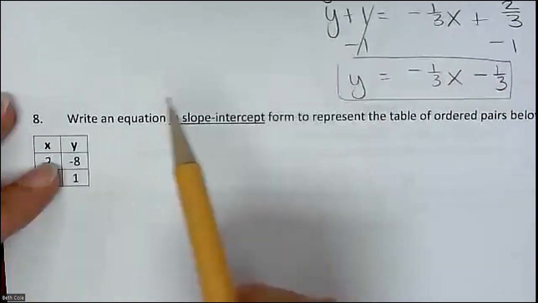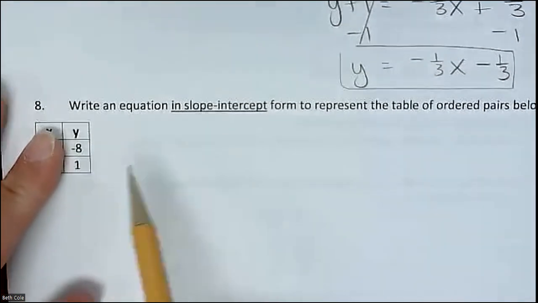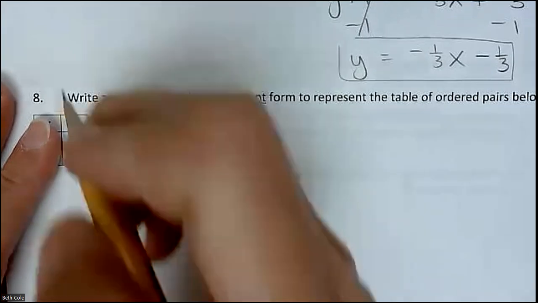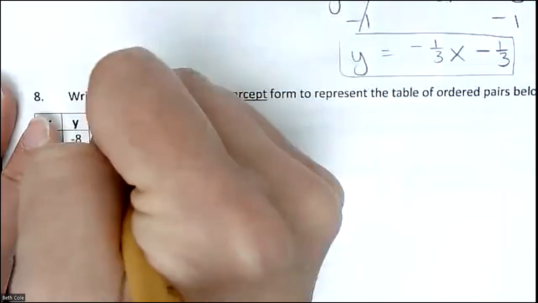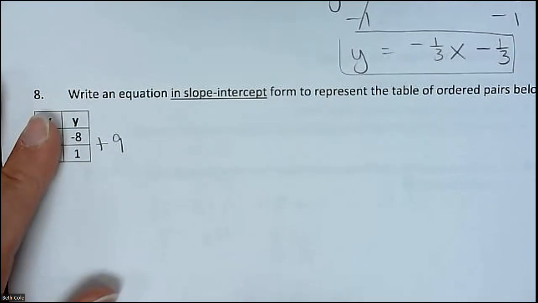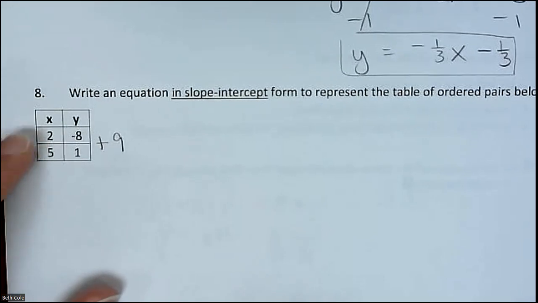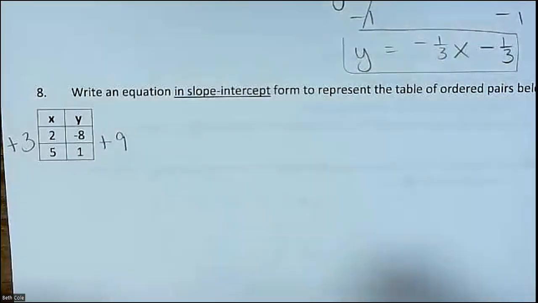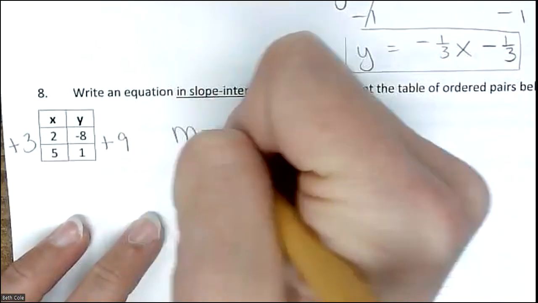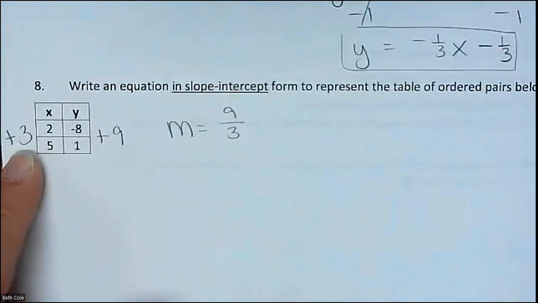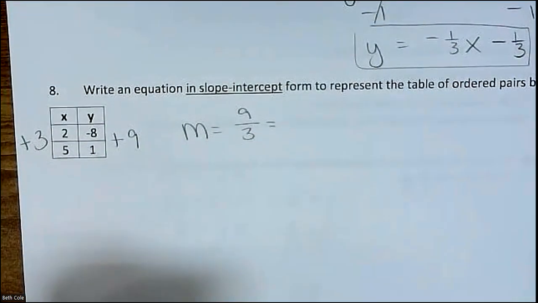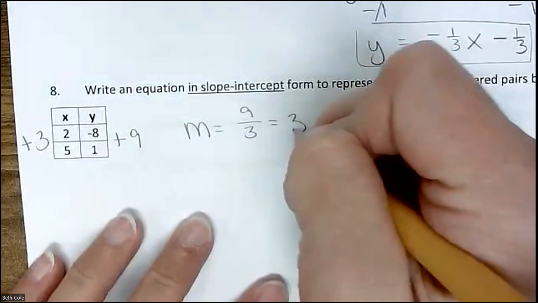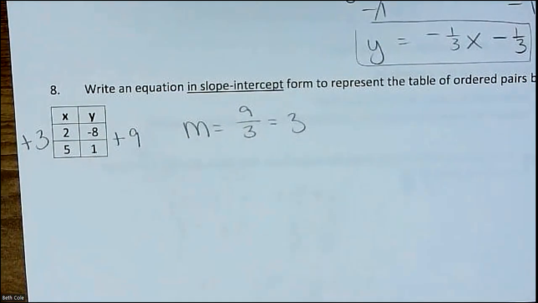All right, now when you have a table, you do your change in y and then your change in x. From -8 to +1, what did we add to get from -8 to positive? Plus what? 9. Plus 9. And then to get from 2 to 5, we did +3. You can count on your fingers. That's why you got them. So your slope would be 9/3. Remember, it's y over x, rise over run. And what does that reduce down to? 9 divided by 3 is 3. You can always type it in the calculator, but 9 divided by 3 is 3.